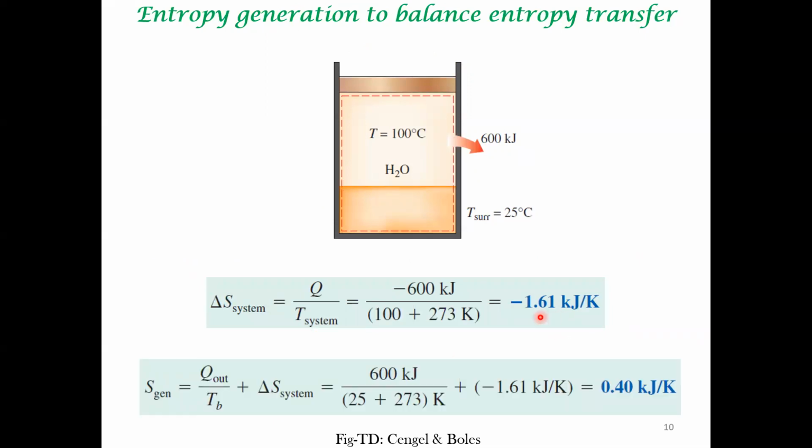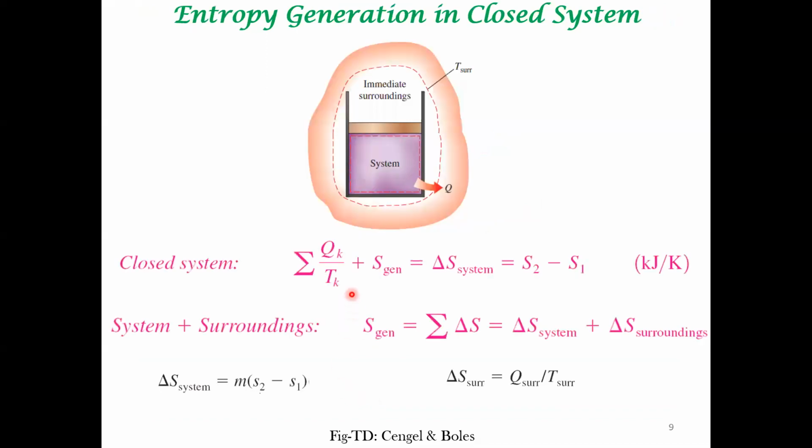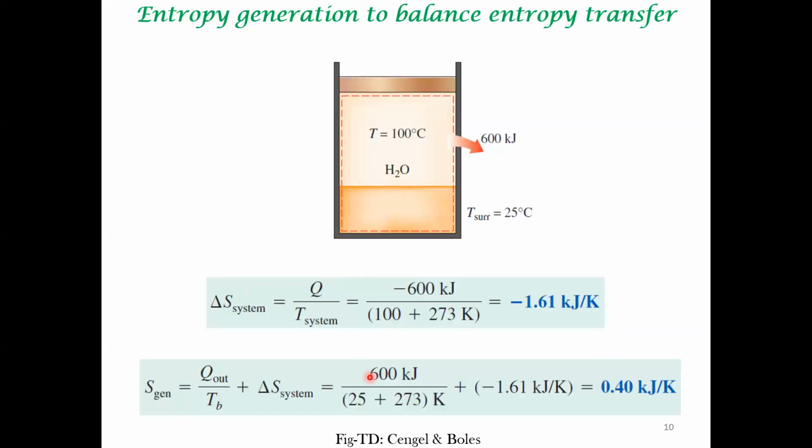Then we have that heat is transferred to the surroundings at 25 degrees centigrade. So that is the temperature here. Because heat is gained by the surroundings, there is an increase in the entropy of the surroundings. Okay, this term corresponds to this particular quantity. So this is the surrounding temperature. So that is the temperature here.